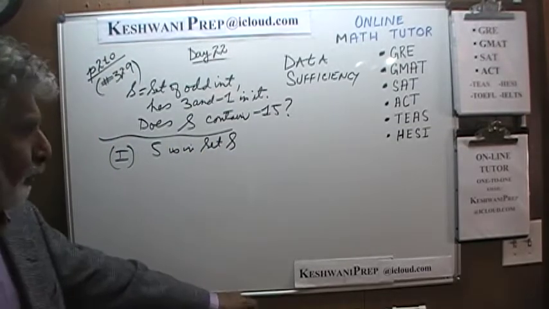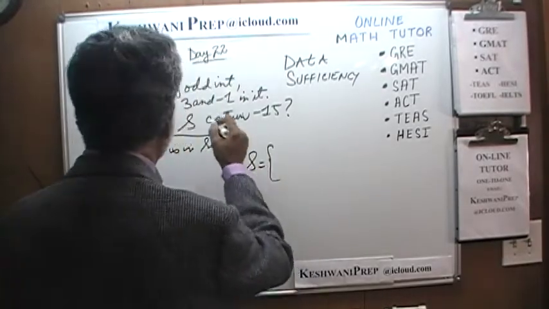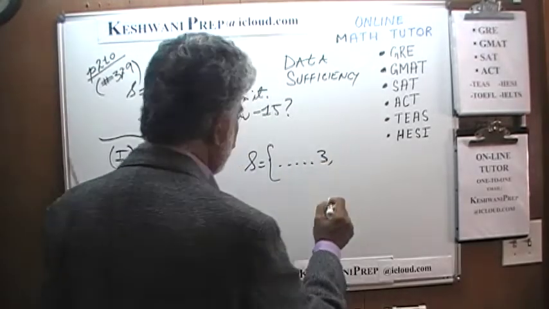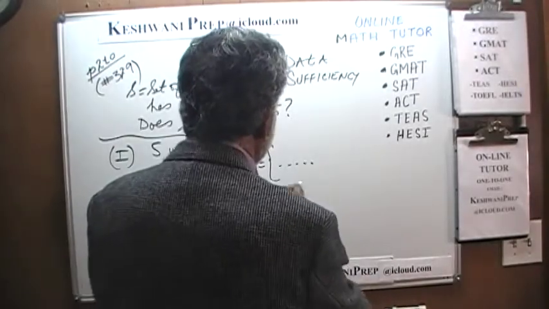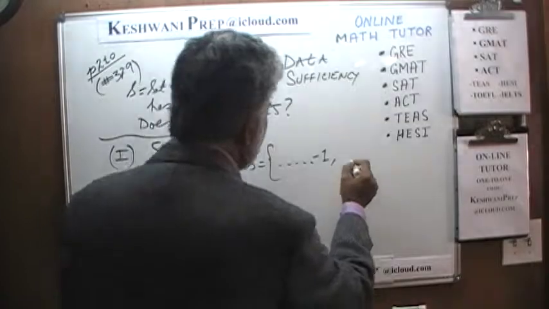So let's put together our set S. The set S that we're talking about, we know it has 3 and negative 1 in it, and they are all consecutive odd integers.